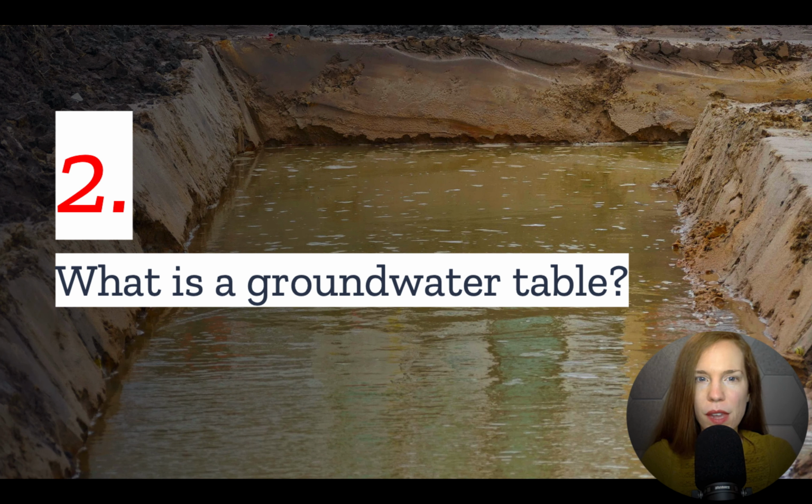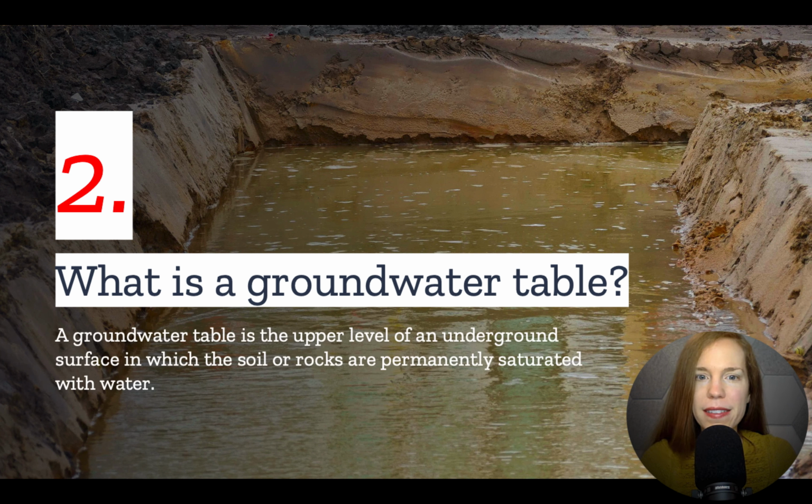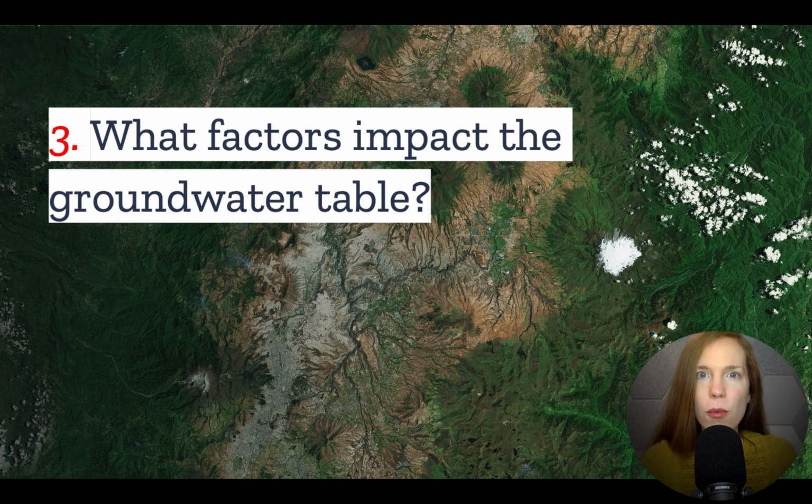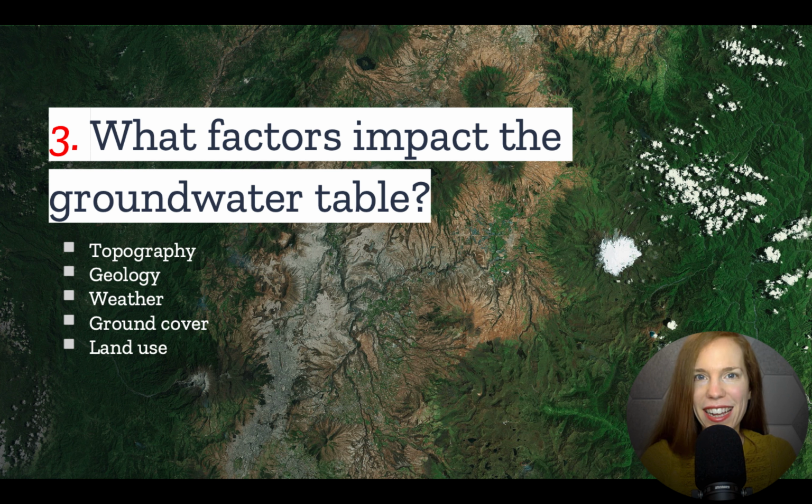Number 2. What is a groundwater table? A groundwater table is the upper layer of an underground surface in which the soil or rocks are permanently saturated with water. Number 3. What factors impact the groundwater table? There are a number of factors involved, including topography, geology, weather, ground cover, and land use.